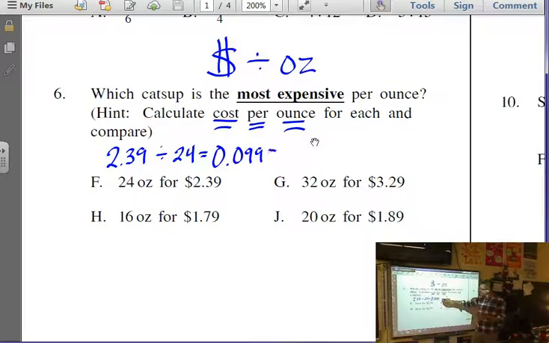0.099, and that goes on 5/8. If I do the division in my second one, 329 divided by 32. This comes out to be 0.1028.